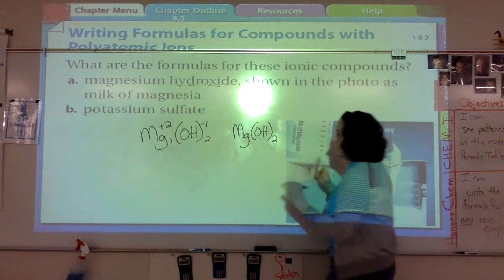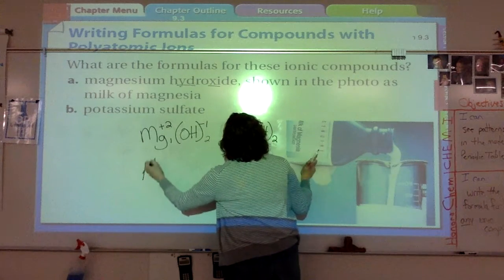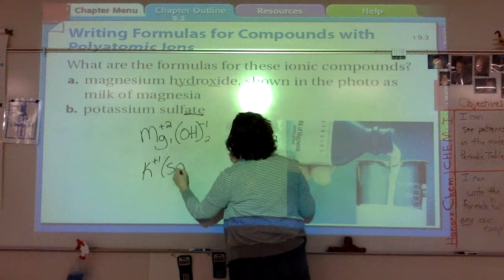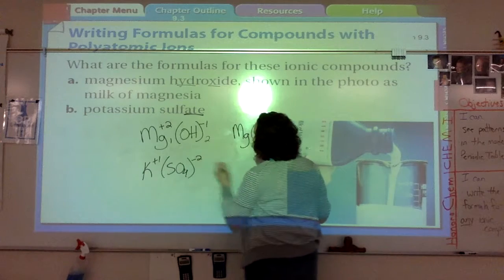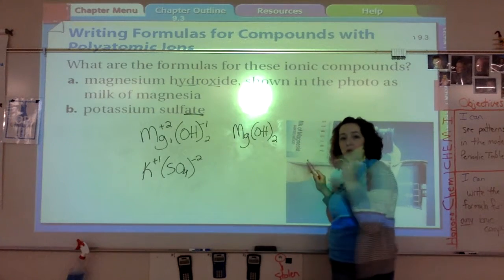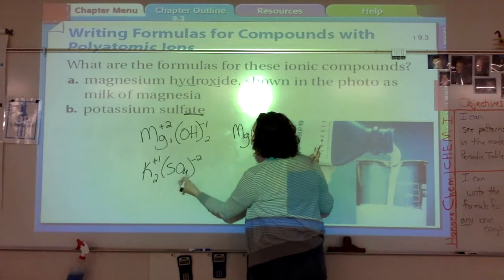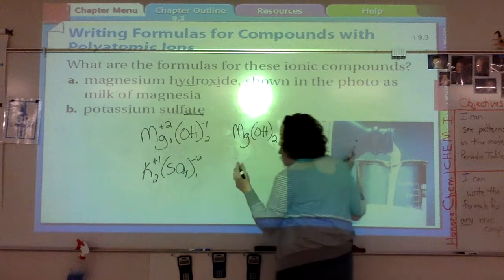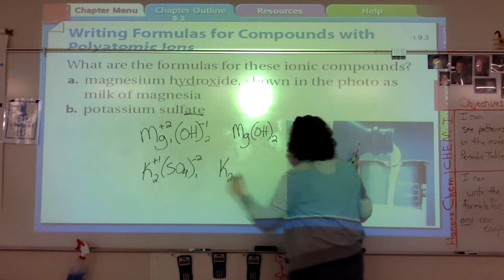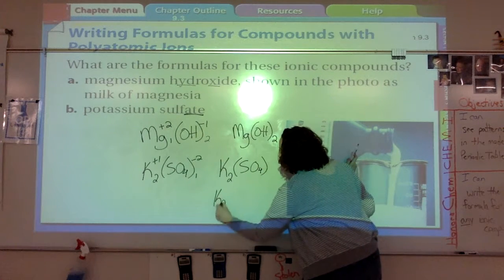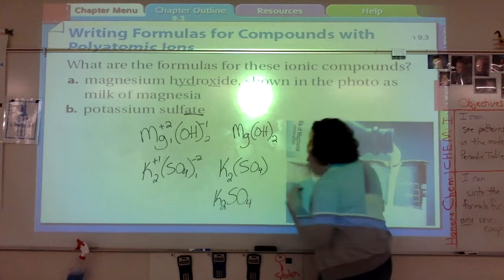All right, let's do the next one. Potassium sulfate. Potassium is a +1. Sulfate is a -2. Least common multiple of 1 and 2 is 2. So for potassium, 1 times 2. Sulfate, 2 times 1. So it's K2SO4. And in this example, you don't necessarily have to have parentheses.